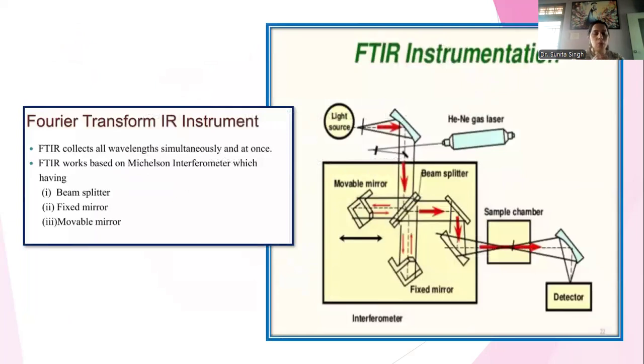This is one more FTIR instrument. It collects all wavelengths simultaneously and at once, and it works on a Michelson interferometer, which has a beam splitter, a fixed mirror, and a movable mirror. So basically, I want to give an idea about the instrumentation. I know that it is very difficult to understand these instruments through these slides, but still, at least you know how these instruments work.